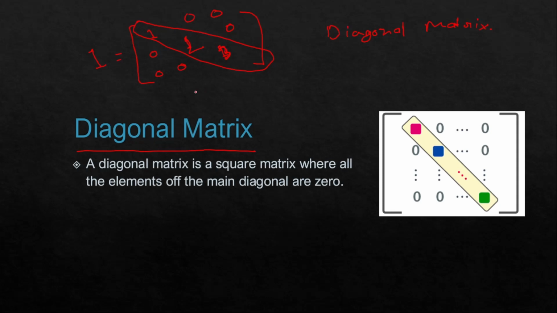So in short, what is a diagonal matrix? A diagonal matrix is a square matrix where all the elements outside the main diagonal are 0. That means your main diagonal doesn't have to be 1. It doesn't matter if it's 1 or not, as long as all the other numbers are 0, this will be a diagonal matrix. So by this logic, an identity matrix is a diagonal matrix.